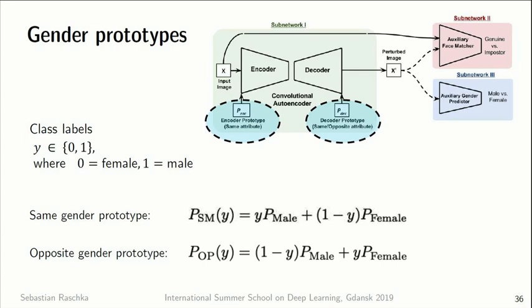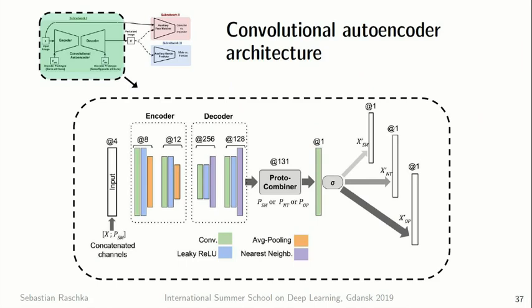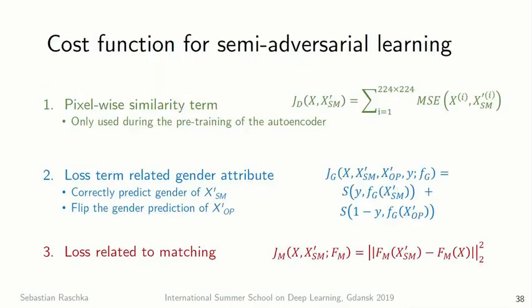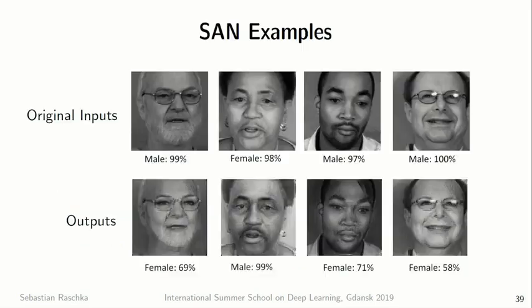Because I was slower than I thought, I won't go into too much detail about these prototypes. They are basically just combined with the original image. It's just adding them. It looks fancier than it really is. We also chose fancy names like proto-combiner, but it's basically just concatenating the prototypes with the original image. And like I mentioned, there are three loss functions. One is the pixel-wise similarity between the input and the output image. One is the loss term related to the gender, so we want to flip the gender. And one is the loss related to the matching. We still want to ensure that the face images can be matched between two different poses of the same person.